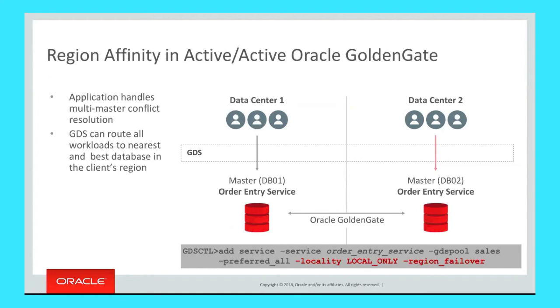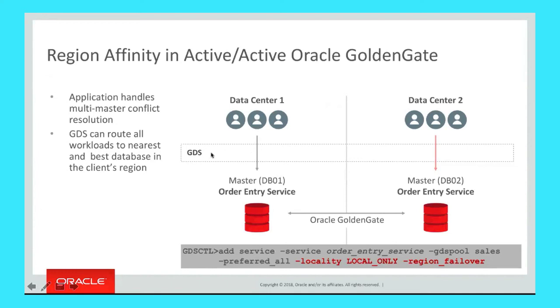Okay. So now let me touch upon an interesting one. How does GDS know that you're coming from data center 1 or data center 2? Remember in the TNS names example that I showed you, connect data, where you specify the service, and there is also a region clause, right? So that's where the clients are specifying that I'm coming from east, I'm coming from west, right?